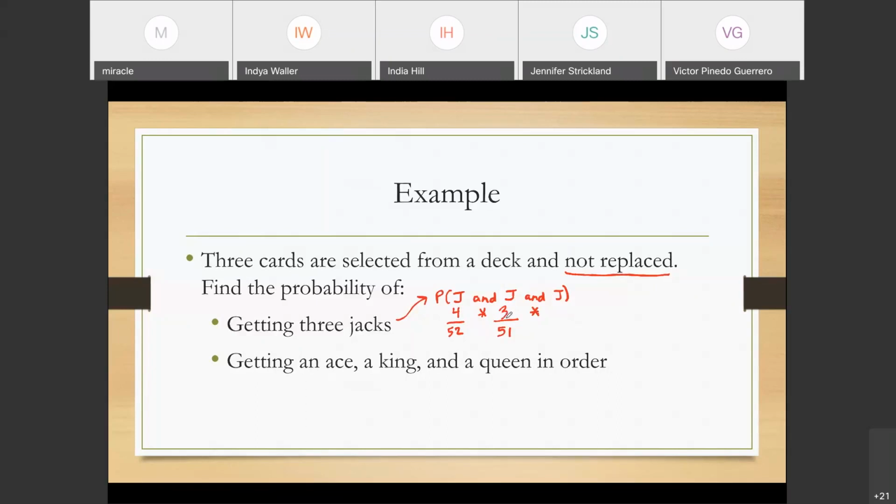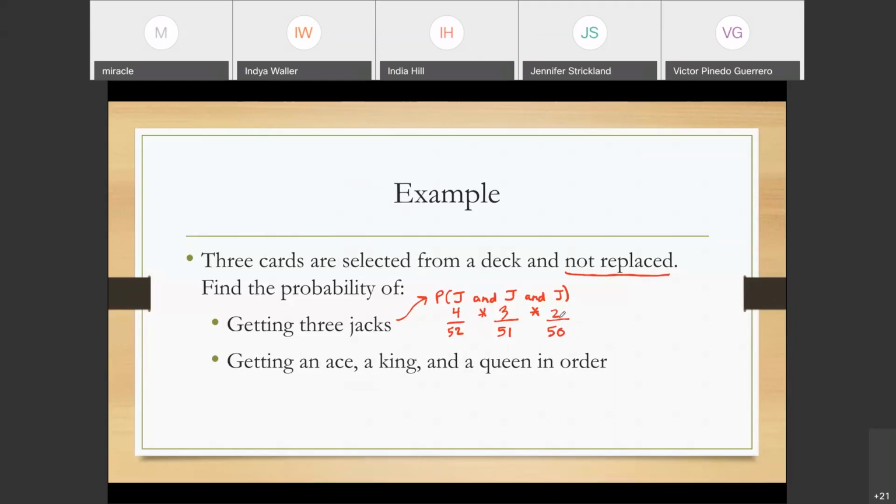All right, so now you're holding 2 jacks in your hand. You reach back into the deck. There are only 50 cards left in the deck because you have 2 in your hand. And there are only 2 jacks left in the deck because you're holding 2 in your hand. All right, does that make sense to everybody? You're not replacing those cards as you pull them out.